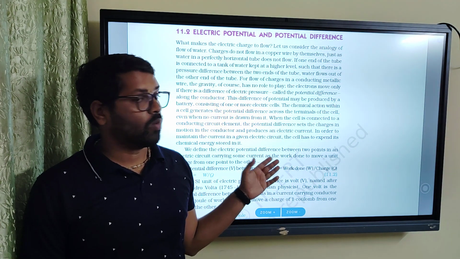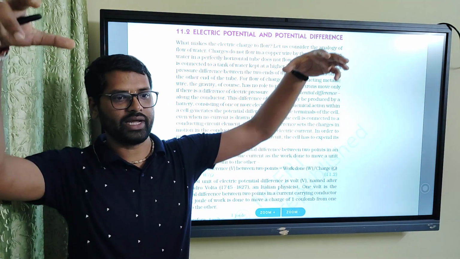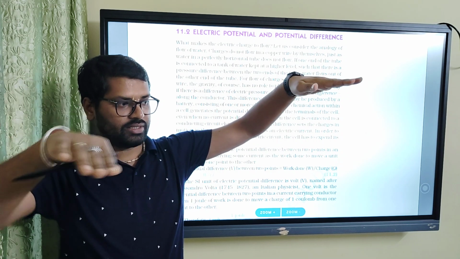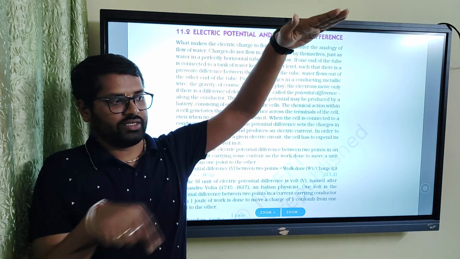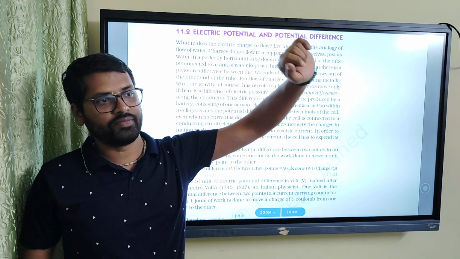Like that, with water, assume that there are two tanks of water. One is empty, one is filled. Now you connect them. What will happen? The water will pass from one to the other.